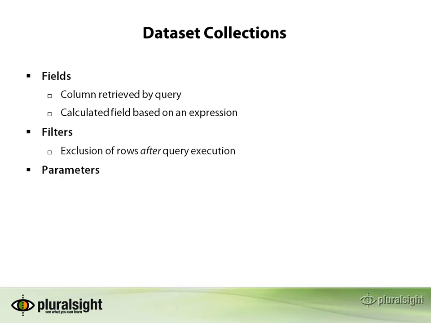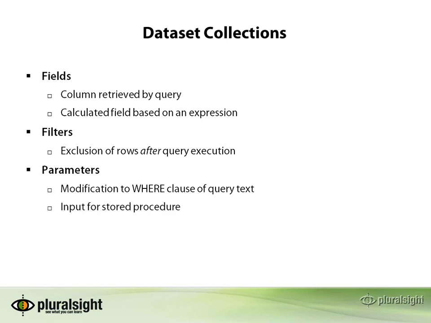The third collection in the dataset is the parameters collection. Not every dataset has a parameters collection, but if you create query parameters, then you'll find them here in the dataset. Dataset parameters can work in two ways. First, you can create a query parameter to dynamically modify the where clause of the select statement in your query, and I'll explain more about how to do that in the parameters module. Another way that dataset parameters can work is as an input parameter for a stored procedure.